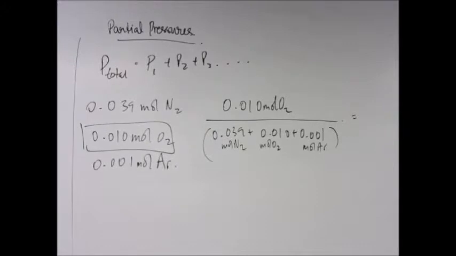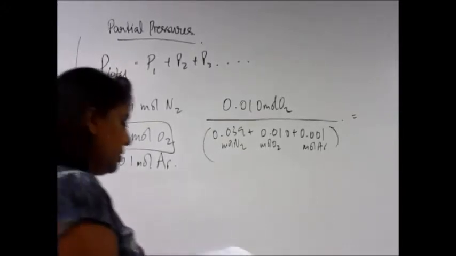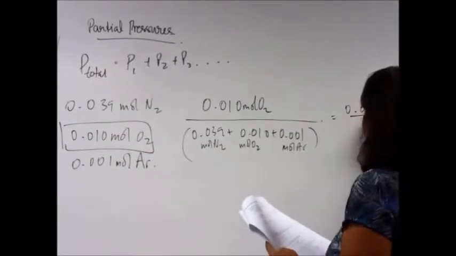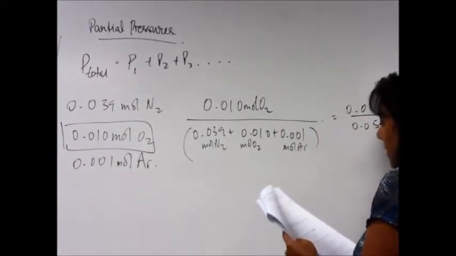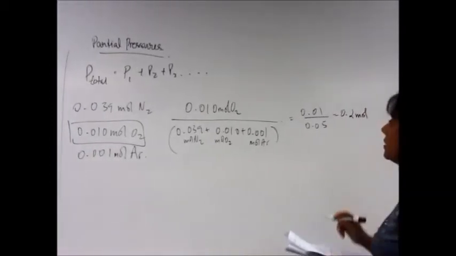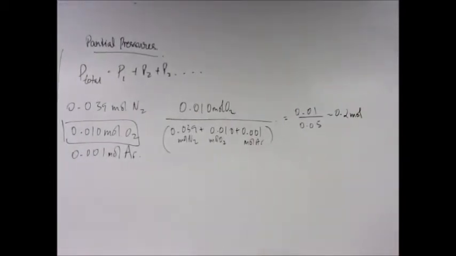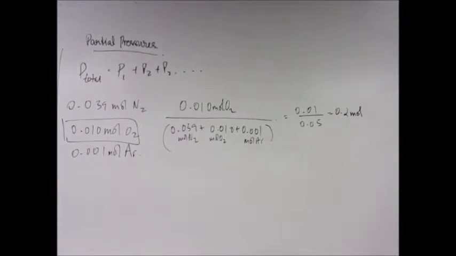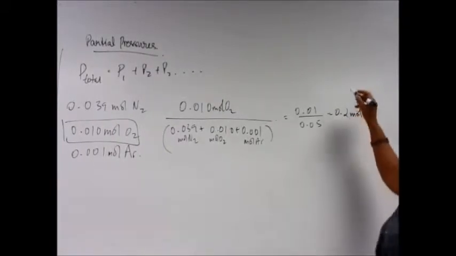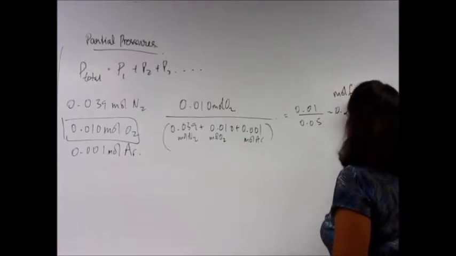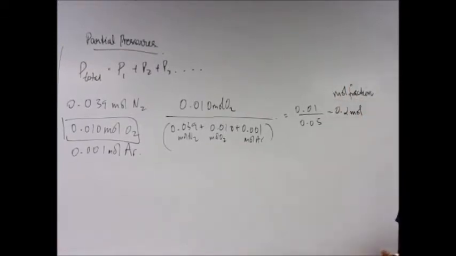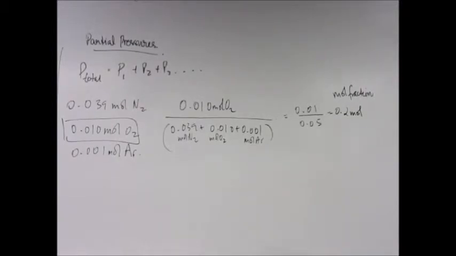Okay, so I think I have it here somewhere. So this is 0.01 over 0.05. That gives us 0.2 moles of oxygen. And that is a mole fraction of oxygen. Okay? The mole fraction of oxygen is going to exert its pressure. So you cannot just take the moles of oxygen and find out the pressure.